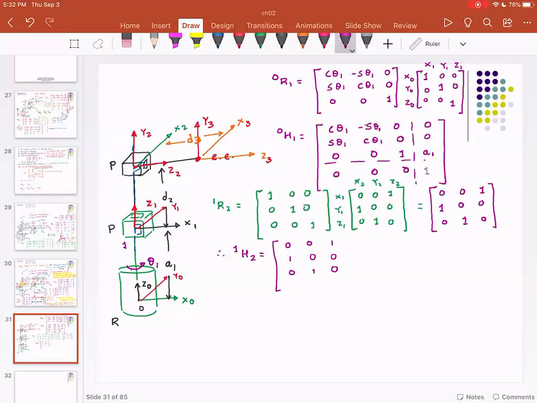I know I'm slightly out of time, but there is no class after this. So I will finish this problem. So this becomes 0, 0, 0.